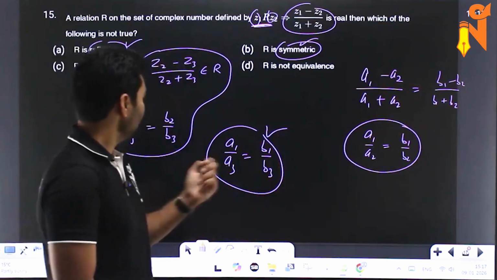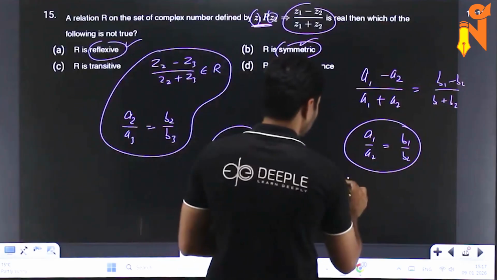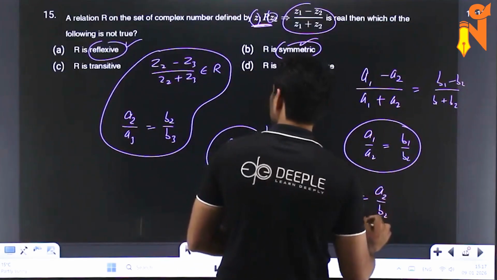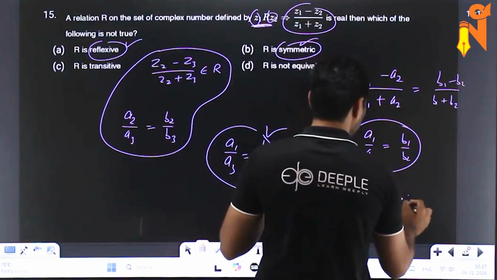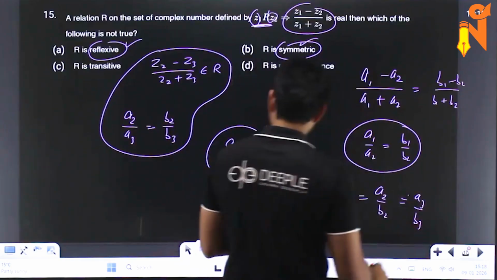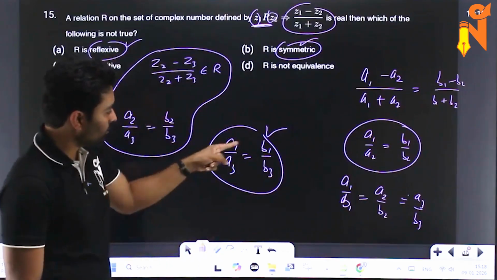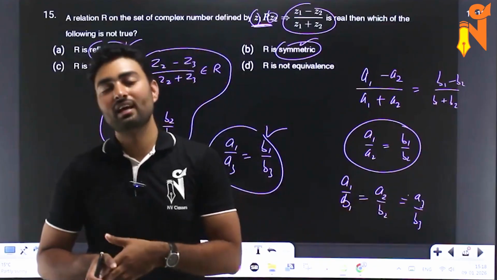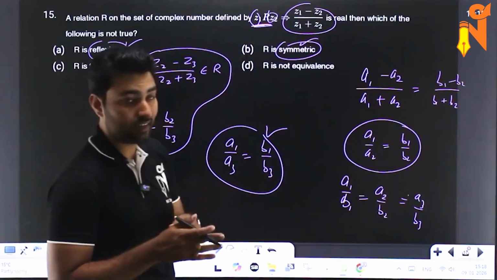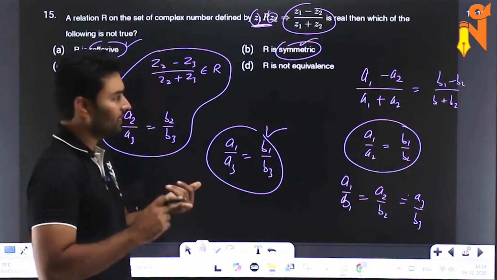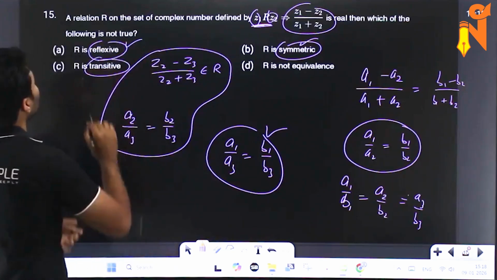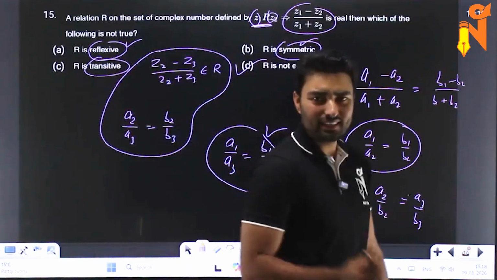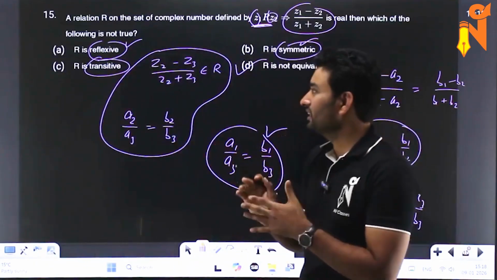How to check? It is very obvious that a1 upon b1 is equal to a2 upon b2, a2 upon b2 is equal to a3 upon b3, and yes, a1 upon b1 is equal to a3 upon b3. So this is transitive also. I hope this is clear. So all three are correct. That means reflexive, yes, symmetric, yes, transitive, yes. So which option is wrong? Option D is wrong. Next, lengthy, right? This is a little lengthy question, but very simple.